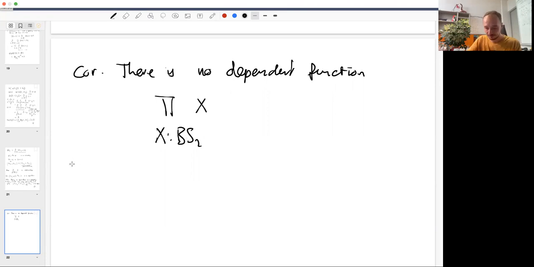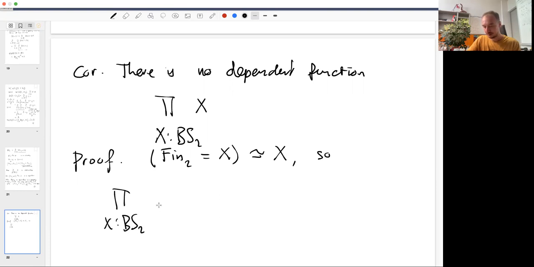And the reason is, proof. Well, we just saw that Fin 2 equals X is equivalent to X. So if we have a section here, BS2 X, well, we surely know that this here is equivalent to, for every X, BS2, and then an equality from Fin 2 to X. But if you can construct this, this is exactly a contraction in the type BS2.